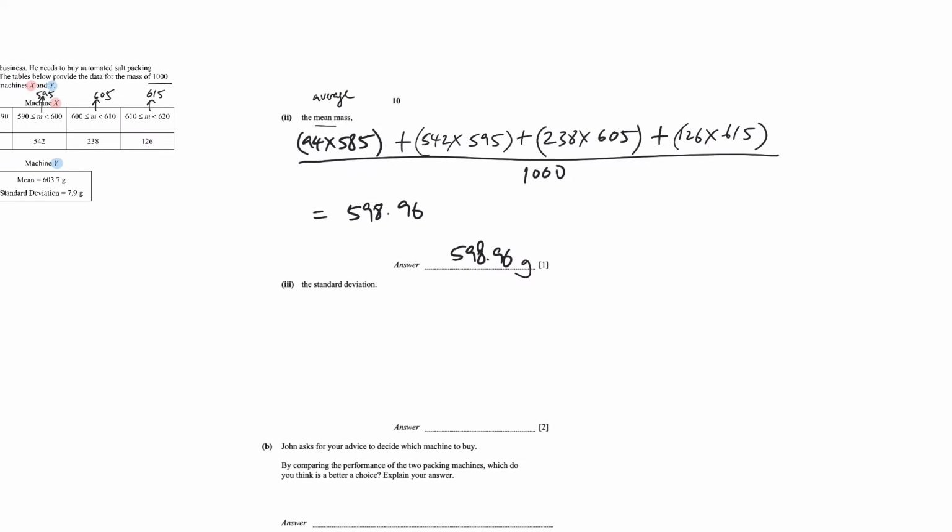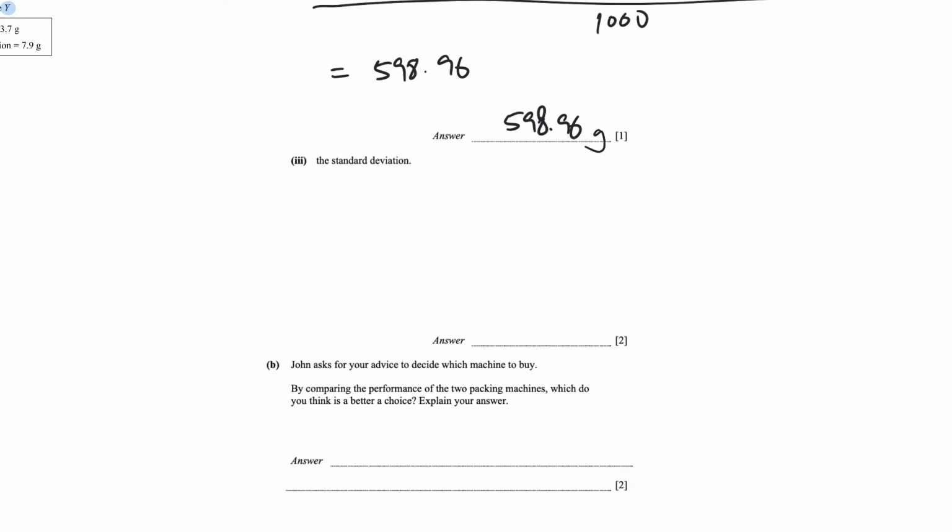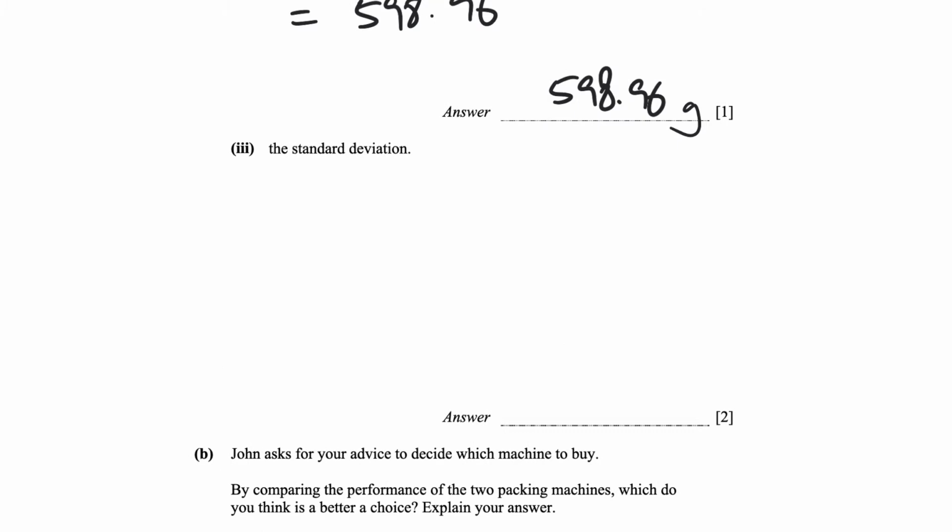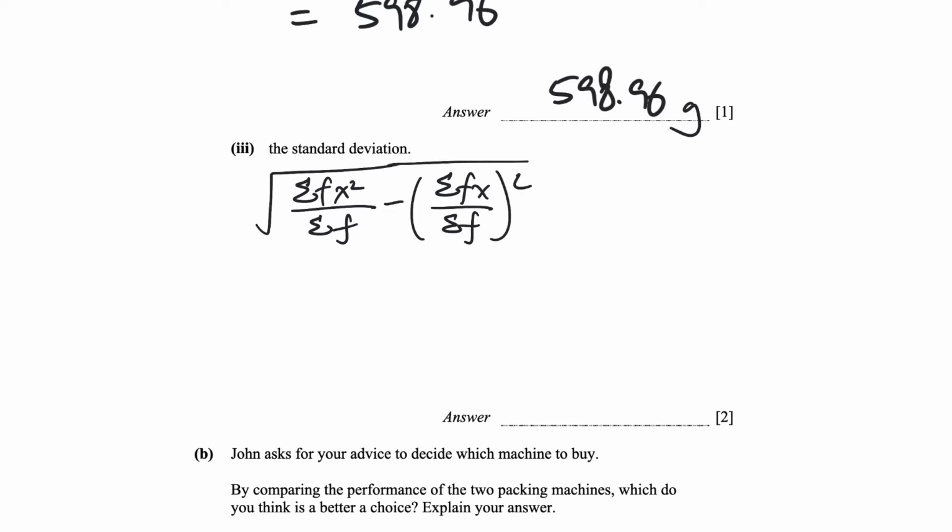Now we find the standard deviation. We know the standard deviation formula. It's given by the square root of the sum of the frequency multiplied by each x squared value, divided by the sum of the frequencies, minus the mean squared. This part over here is really just the mean squared.